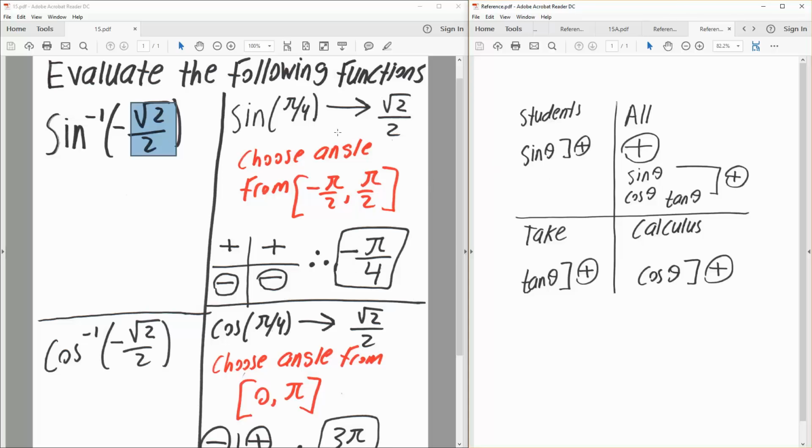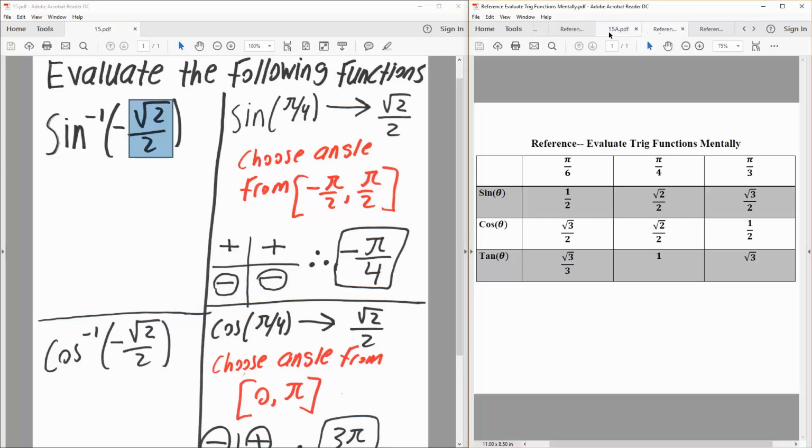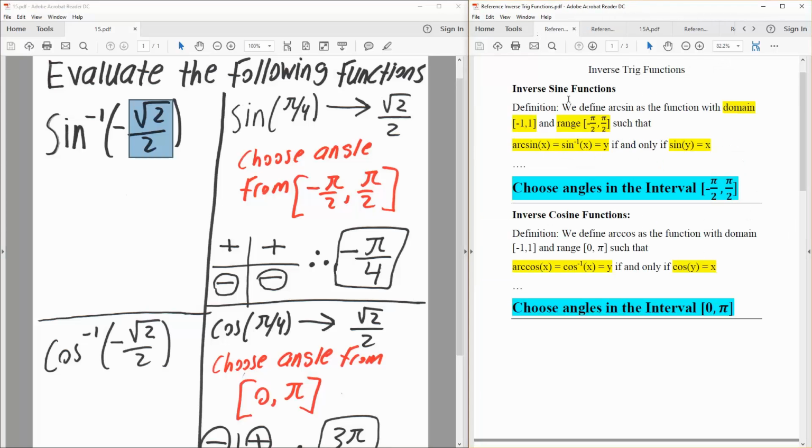So just to recap. First, I need to know, how can I get this term right here? What value of sine would give us square root of 2 divided by 2? And the value of sine would be pi over 4. Sine pi over 4 would give us the square root of 2 divided by 2. The next step we need to do is our reference restriction. So for inverse sine, the only thing that we can choose is negative pi over 2 to pi over 2. That's a rule. So we can either be here or here.